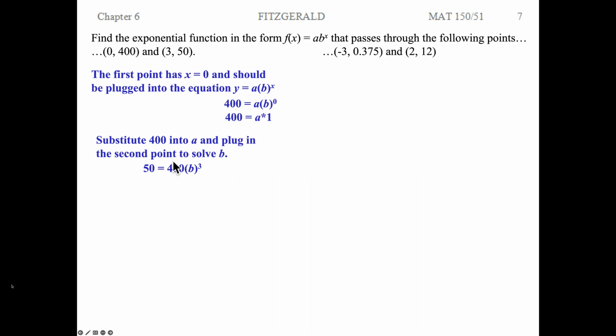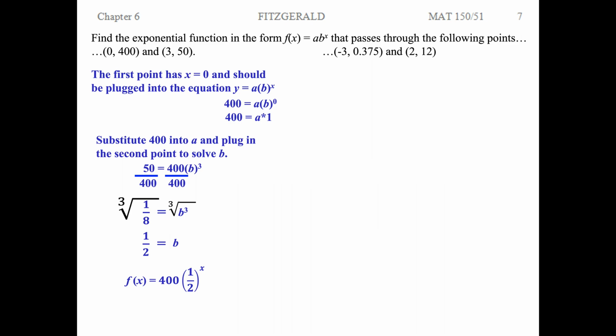But now with the a being 400, we're going to put in x of 3, y of 50, and then we'll just solve for b. So I'll divide over the 400. That gives me 1/8 is equal to b to the third power. Take the cube root of both sides. b is equal to 1/2. Now I found my a is 400, my b is 1/2. I can write my function f of x is equal to 400 times 1/2 to the x power.